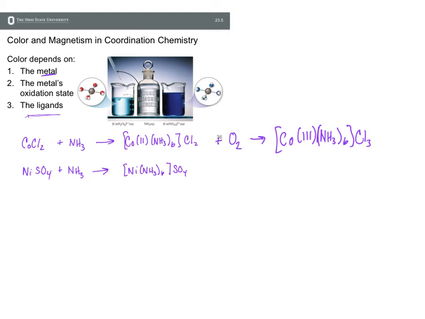Yeah, it's getting darker, right? So just changing the oxidation state, going from cobalt 2 to cobalt 3, has a big effect on color. Cool, that was fun.